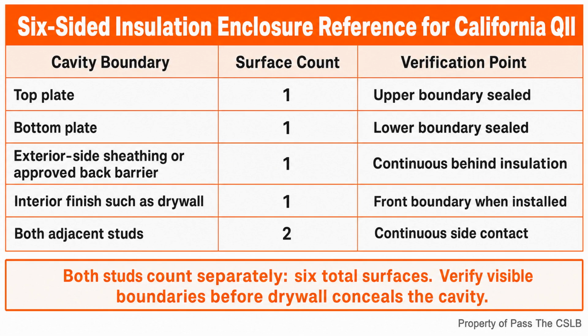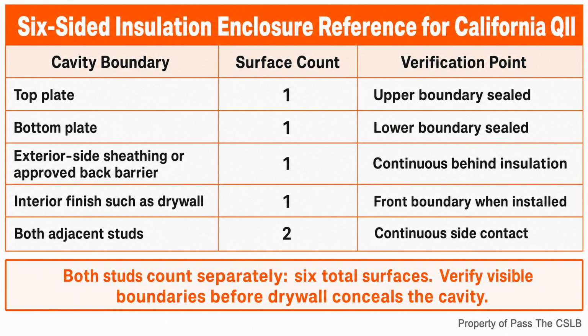The back may be sheathing or another approved continuous barrier. The front is commonly the interior finish, such as drywall. Because that front surface is not yet installed during the open wall inspection, the rater can examine the other visible boundaries and the insulation fit before the front is concealed.